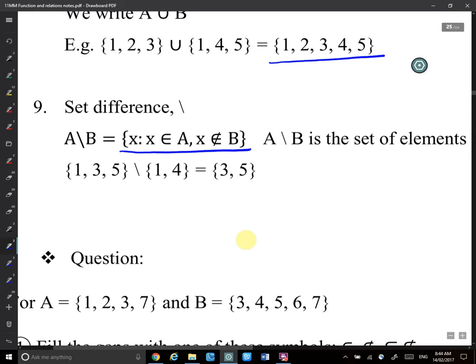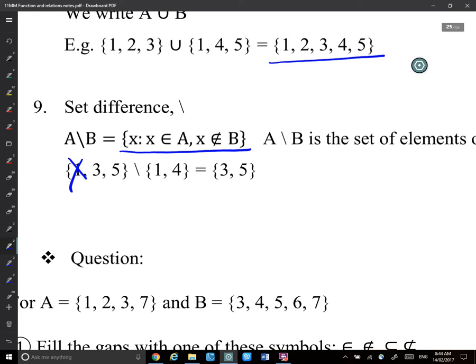So 1 is in set A, but it's also in set B. So A is not the correct one. 3 is in set A, but not in set B. Okay, 3 will be one element. 5 is in A, but not in B. So 5 will be one element. So 3, 5 will be the result.